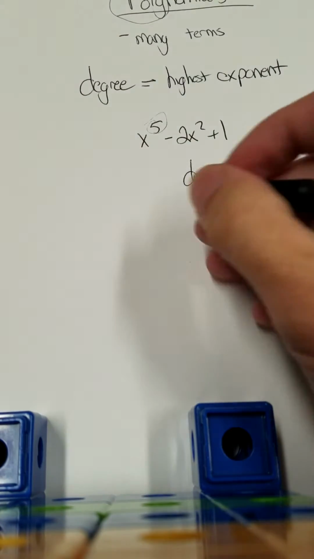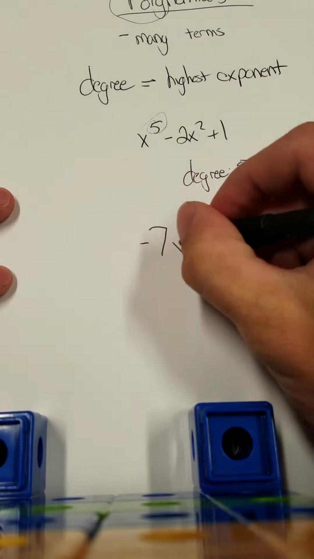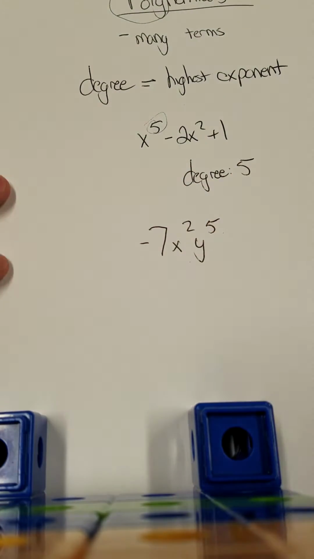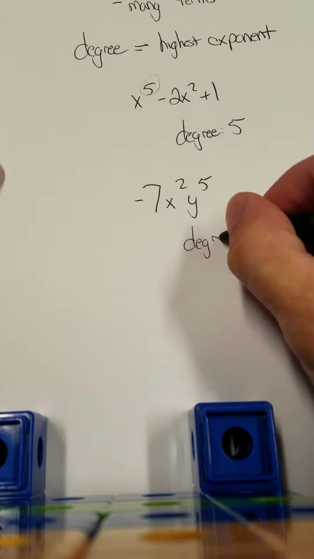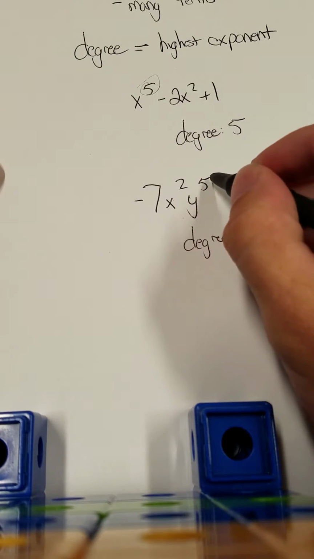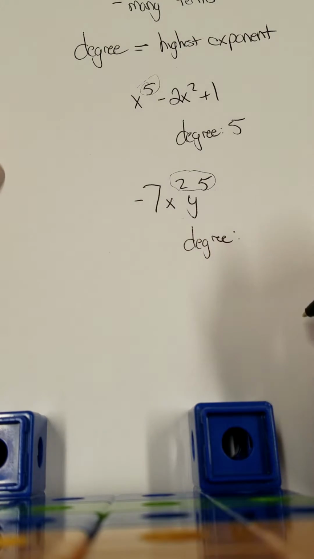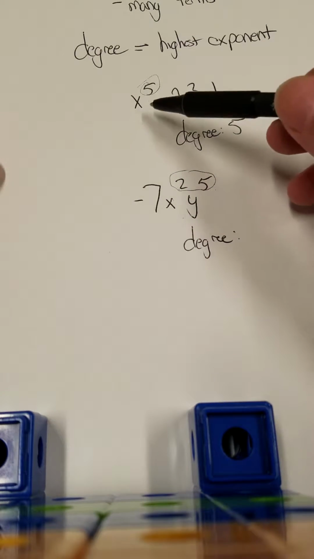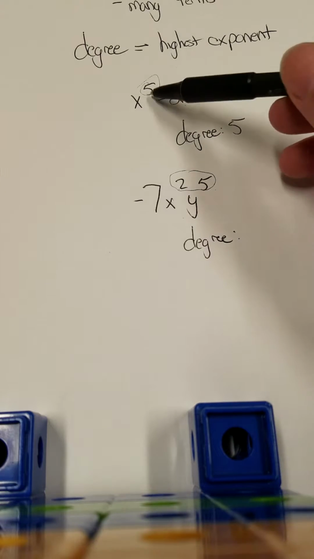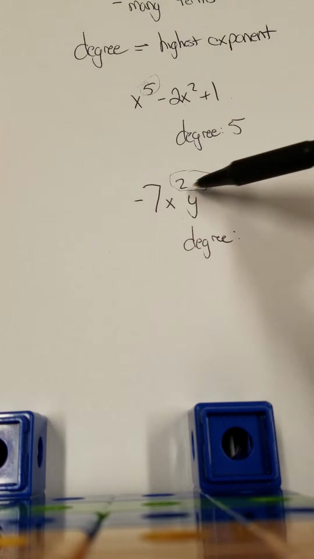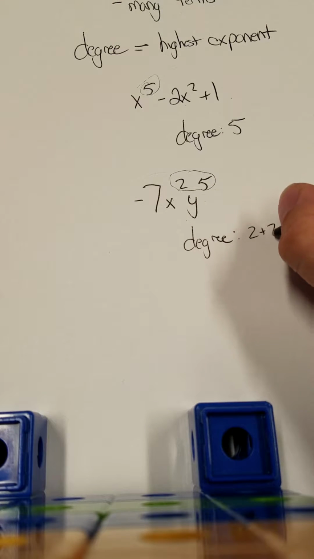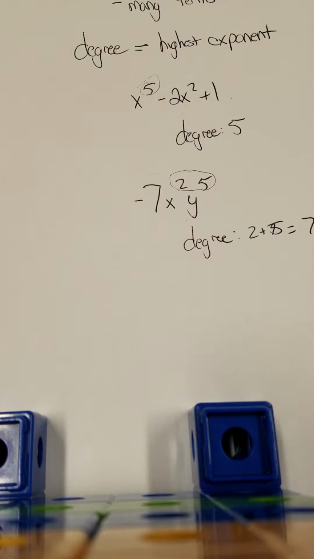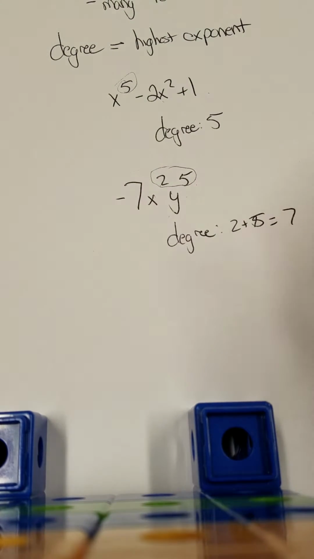Also, a different way of looking at degree. Let's say we have something like this where we have two different variables going on. The degree of this is going to be the two different things added together. Notice how these are different. These are all individual terms, so we didn't do anything. We just took the highest one. But if we have something that has multiple terms in it, we add those together. So 2 plus 5, which equals 7. So the degree of that term would be 7.